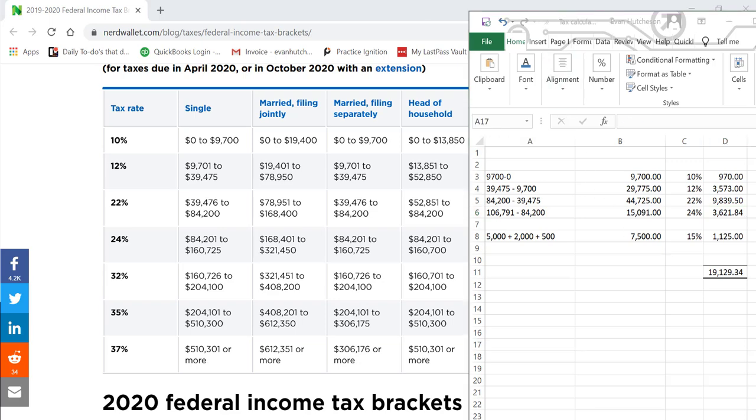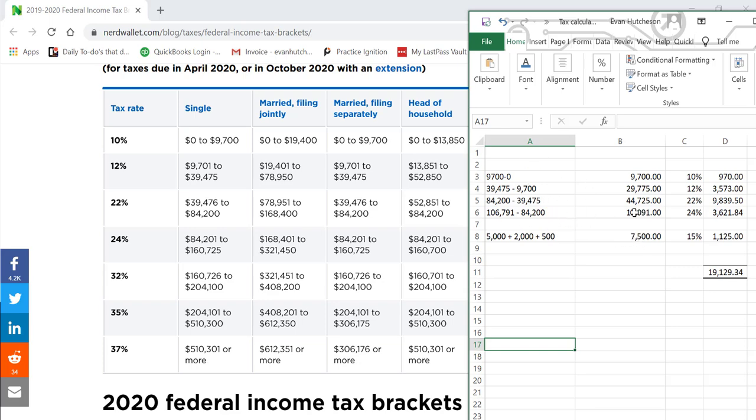But remember, he had some long-term capital gains, and those are taxed differently. Those are taxed for him, as we saw earlier, at 15%. So he had the 5,000 of qualified dividends, the 2,000 of stock gains that are long-term, and the 500 of capital gain distributions, totaling 7,500, taxed at 15%. So 7,500 times 15% is 1,125. So we need to add 1,125, but since we're doing that, we have to remove that $7,500 portion from that ordinary income tax. So that's what I did right here.